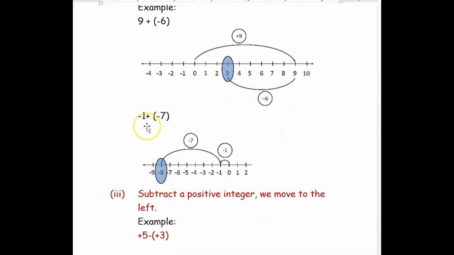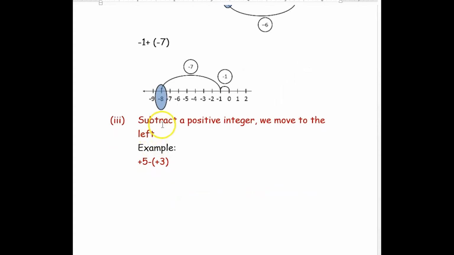Next is minus 1 plus minus 7. Already you have a negative integer, and you are adding a negative integer again. So you are at minus 1, adding negative 7 again. So you have to move 7 units from negative 1, and you will be landing on minus 8. So to add a negative integer, you have to move towards the left.